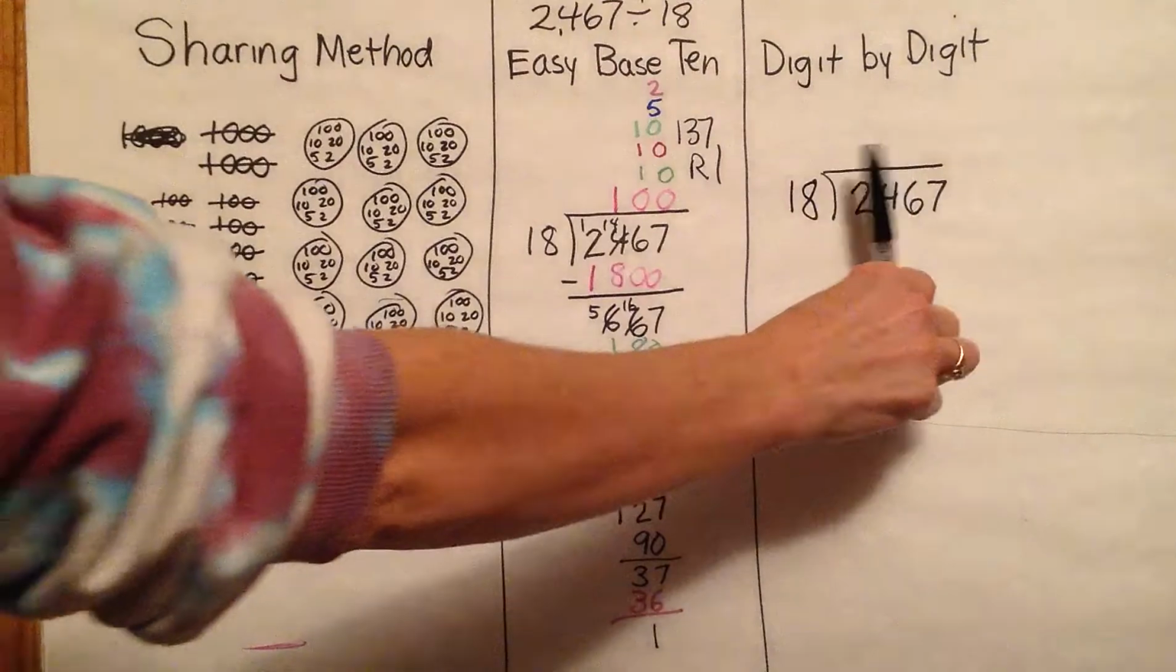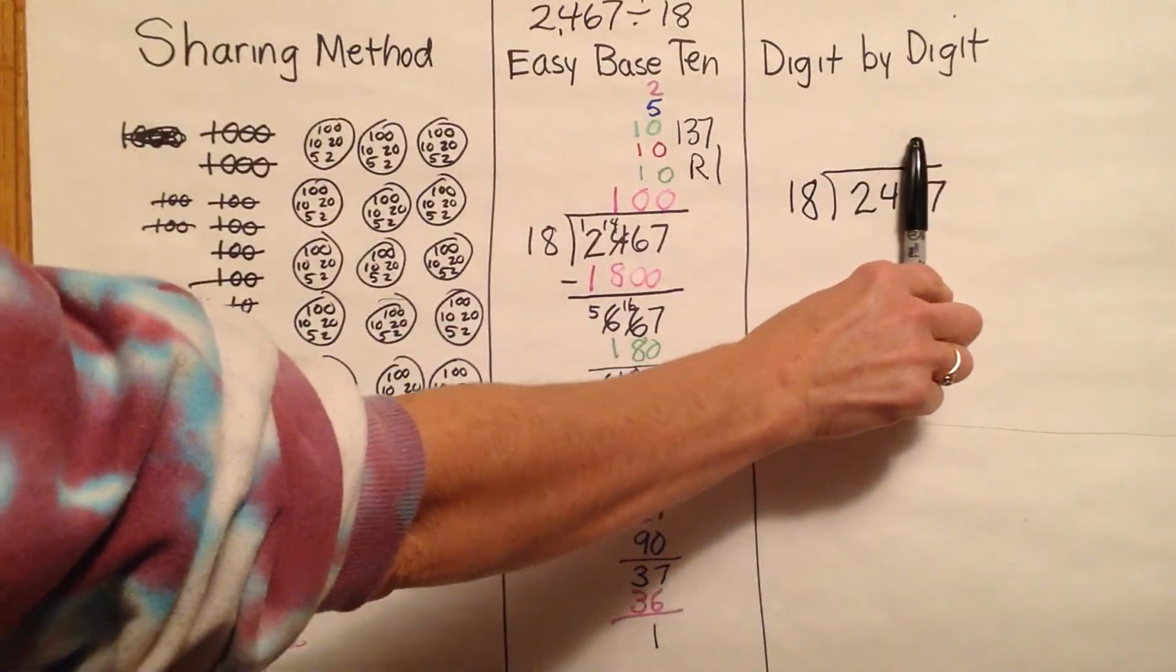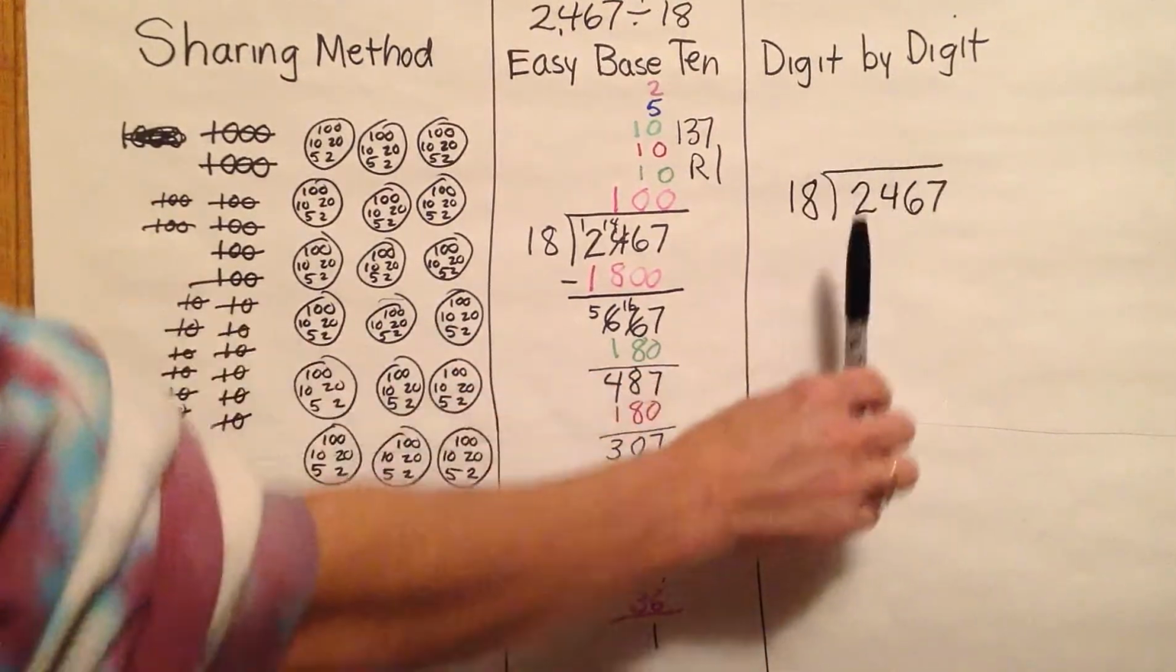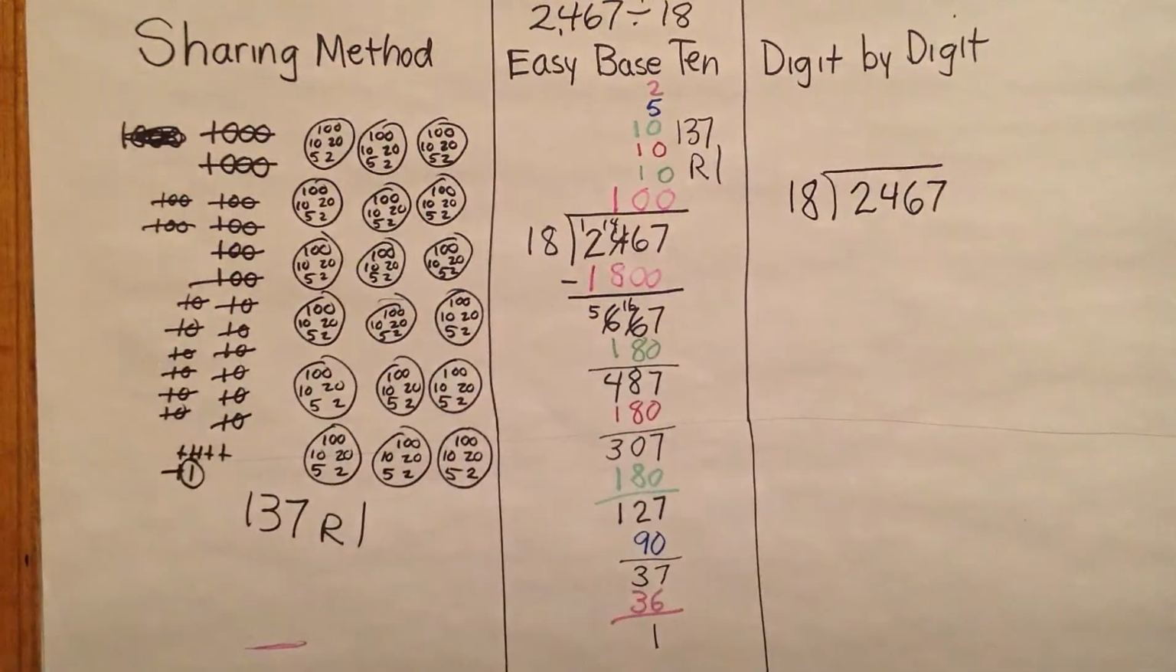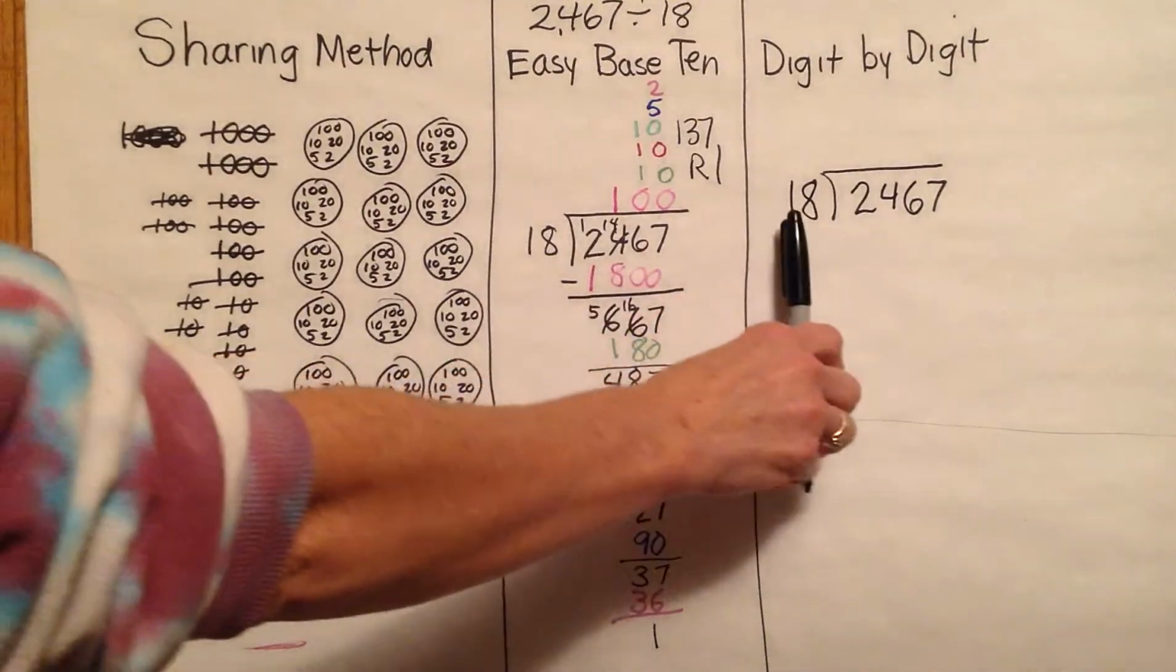And digit by digit means I'm only going to pay attention to one place at a time, and I don't really even think about place value anymore. It's where you put your digits. If you put them all in a row in the right place value, you'll be fine. So I'm going to look at 18.